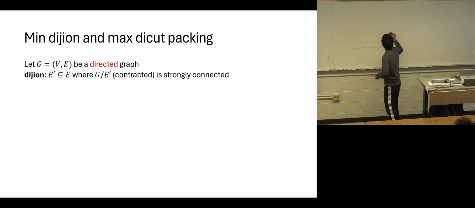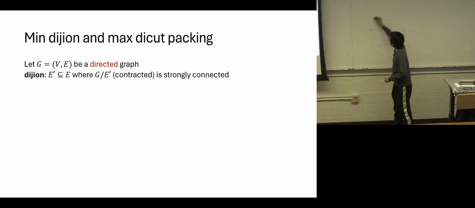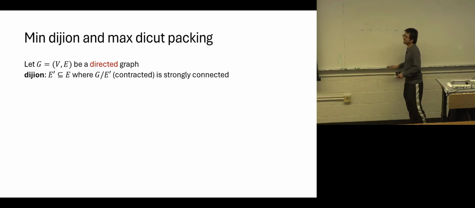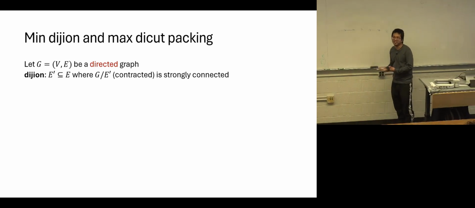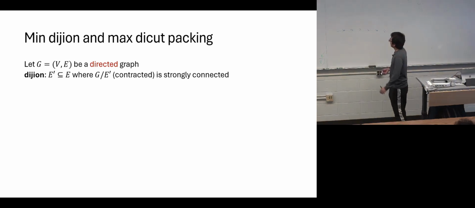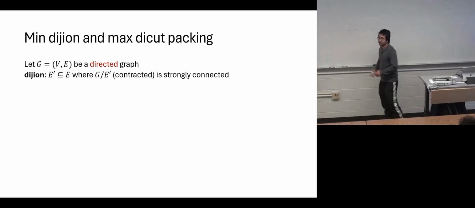So what if I don't have this edge? How many edges do you need to contract to make it strongly connected? Well, now you need to contract everything, right? So that's what a dijoint is.